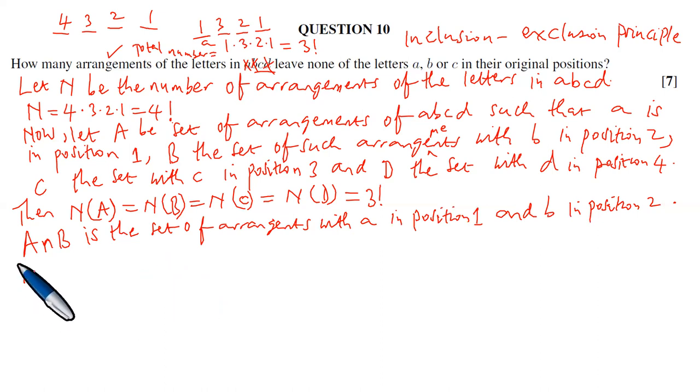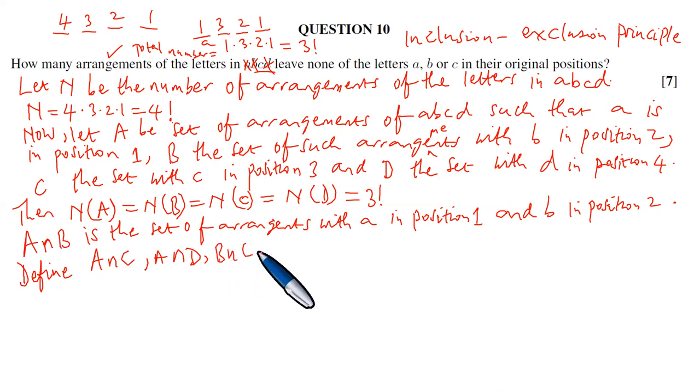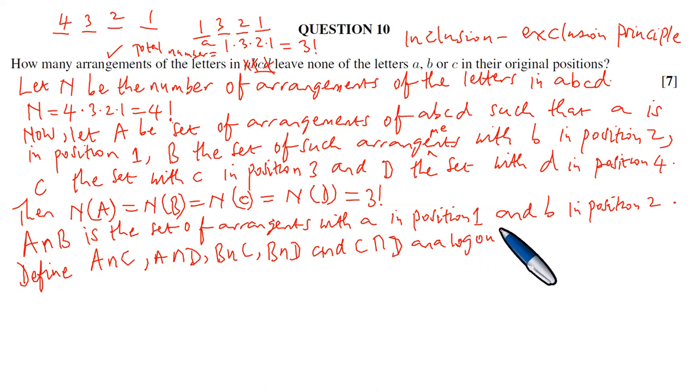We proceed to define certain intersections like A intersection C. We look at possible intersections because there are lots of sets here. There are 4 sets in particular. This is quite a complex problem. So we have A intersection C, A intersection D, because the inclusion exclusion requires all of them. And then B intersection C, B intersection D, and C intersection D. Analogously.